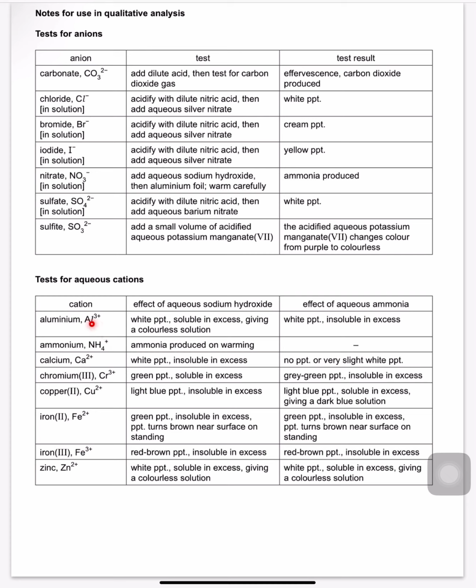For aluminum ions, a white precipitate is formed, soluble in excess, giving a colorless solution. What is the meaning of this statement? If the aluminum ion is there and we add sodium hydroxide to it, as a result, a white precipitate will be formed.